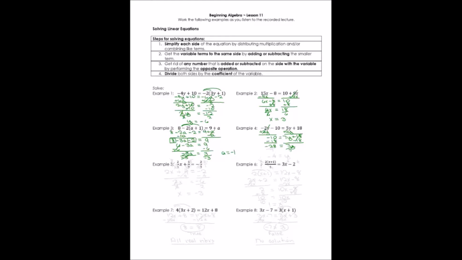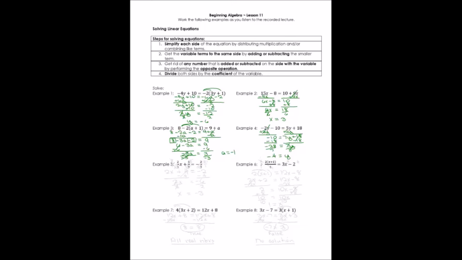Divide by the coefficient of the y term, of the variable, and this means that y is going to be equal to negative 28 divided by 7, which is a negative 4. Examples 5 and 6 are a little bit more difficult. They require us to do something called clearing fractions. You never want to work equations that have fractions.